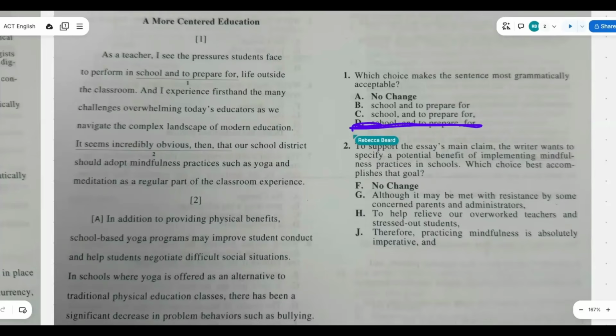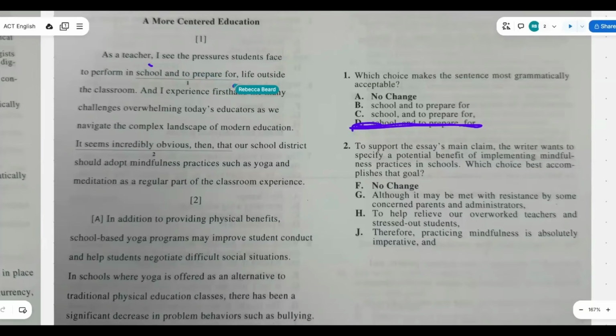So I see the pressure students face to perform in school and to prepare for life outside of the classroom. So the first one we're going to test is a more reasonable one. And if you don't know where to start, I just tend to test no change. So on no change, you've got a comma here and you've got a comma there.